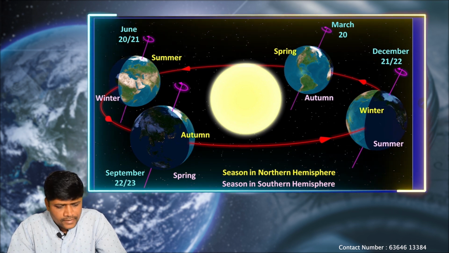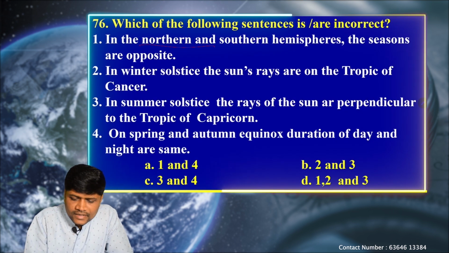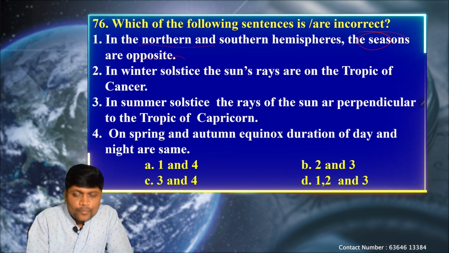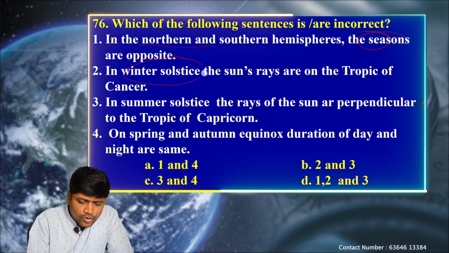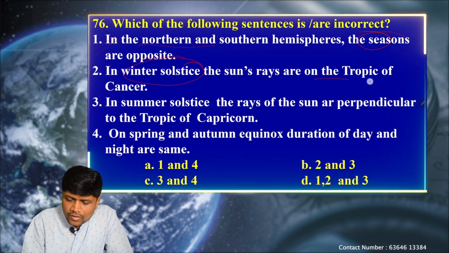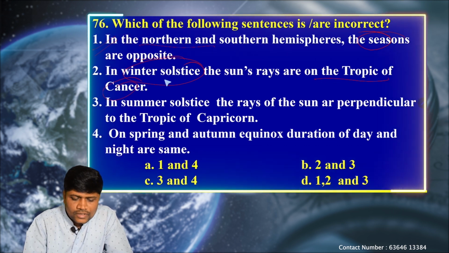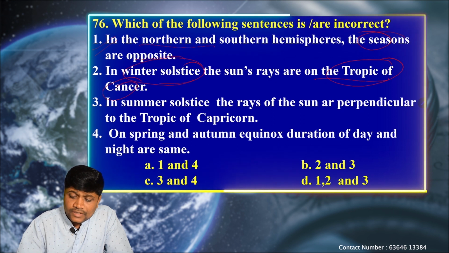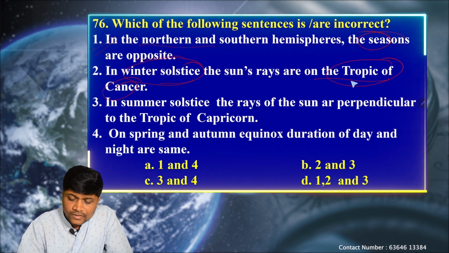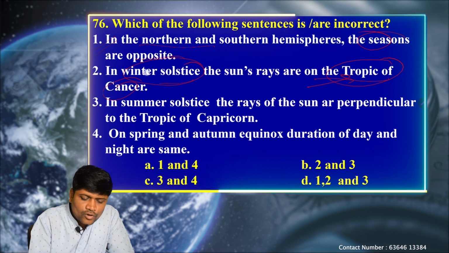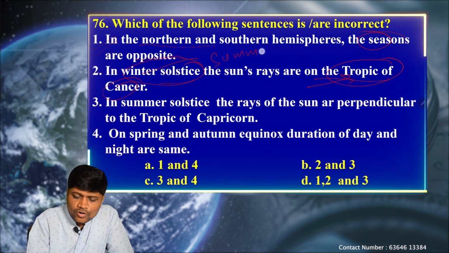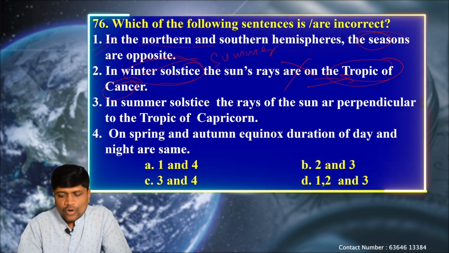Okay, let's see this question. So in the northern and the southern hemisphere, the seasons are opposite. So this statement is exactly correct. Next, in winter solstice, the sun rays are on the Tropic of Cancer. No. When the sun rays are vertical on the Tropic of Cancer, we call it the summer solstice, but not the winter. So this statement becomes wrong.